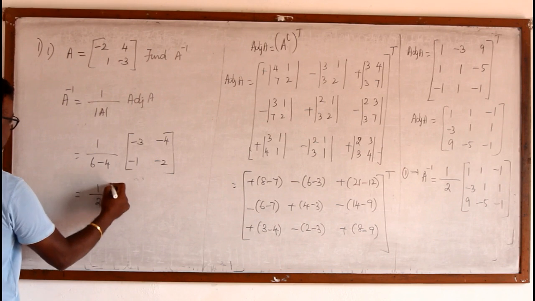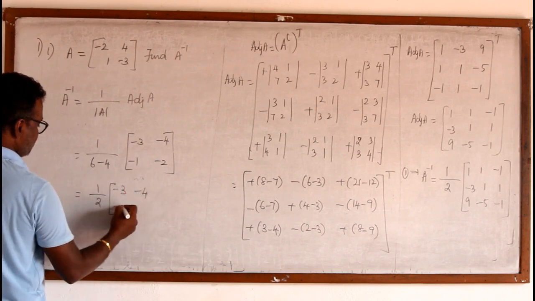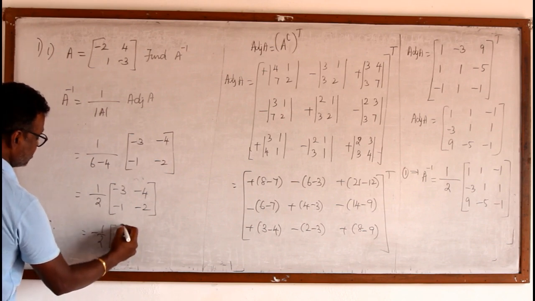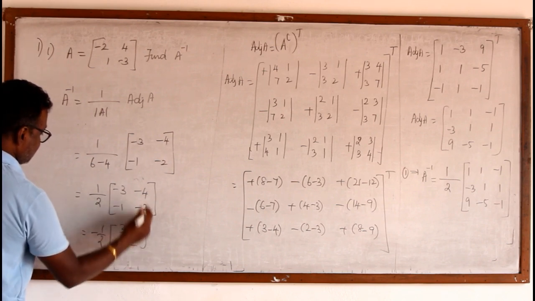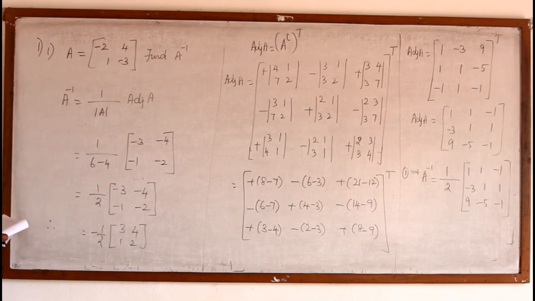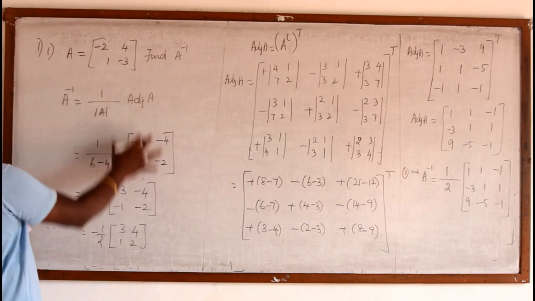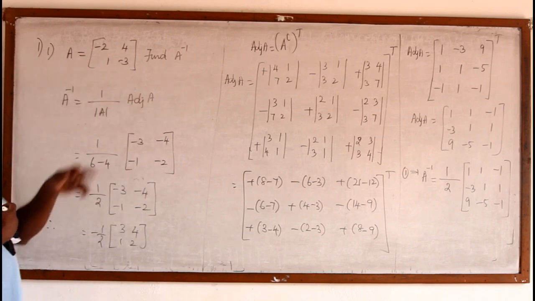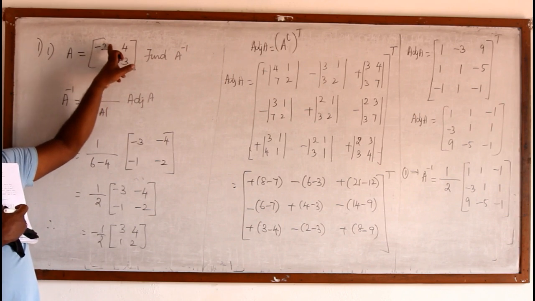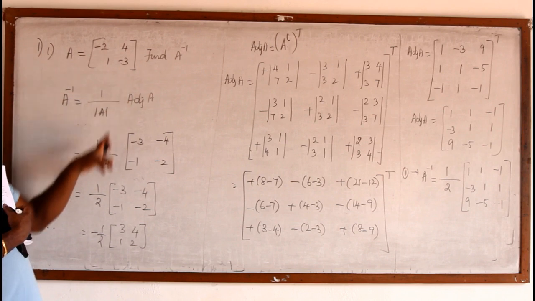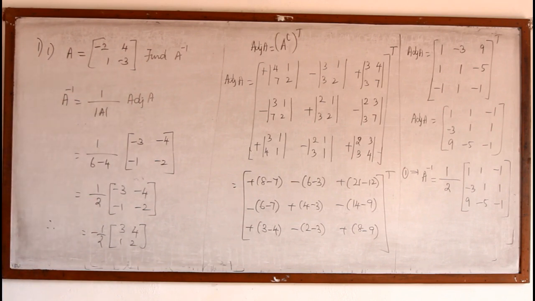It is 1 by 2 into minus 3, minus 4, minus 1, minus 2, or I can write as minus 1 by 2 into 3, 4, 1, 2. Minus sign is taken. So this is how. If it is a 2 by 2 matrix, it is very simple for finding adjoint. Just interchange these two numbers and change the sign for the other two. Determinant we know it is 6 minus 4. So with that, now hope you will be understanding what is meant by inverse of a matrix: 1 by determinant of A into adjoint of A.